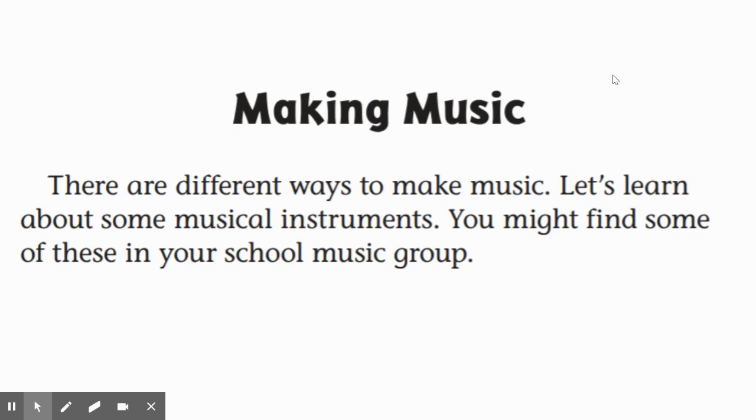Making music. There are different ways to make music. Let's learn about some musical instruments. You might find some of these in your school music group.